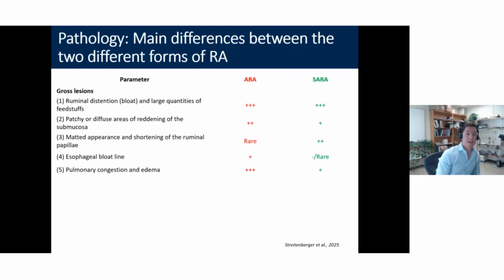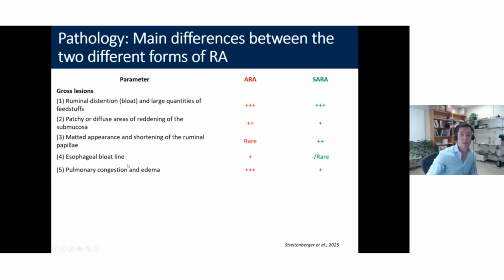And I'm happy that at the end of the day, we tried to come up with a chart similar to what I presented for the more clinical point of view, with the gross lesions, showing how blood can be a large quantity of fluid stuff present in both forms. The reddening of the submucosa, especially in the ventral side of the rumen, was more common in the acute cases. The matted appearance and shortening of the ruminal papillae were most commonly seen in subacute.